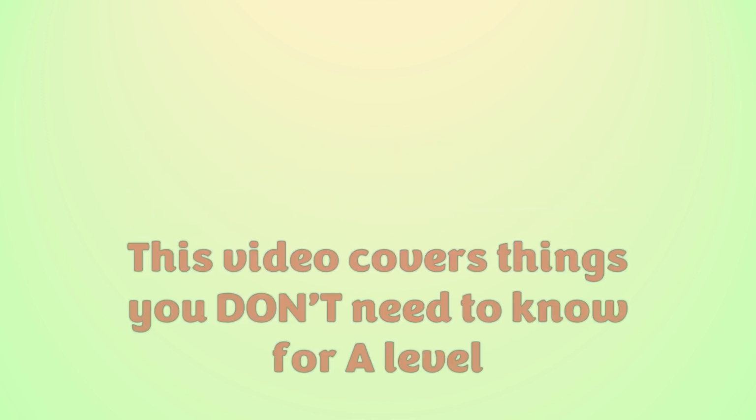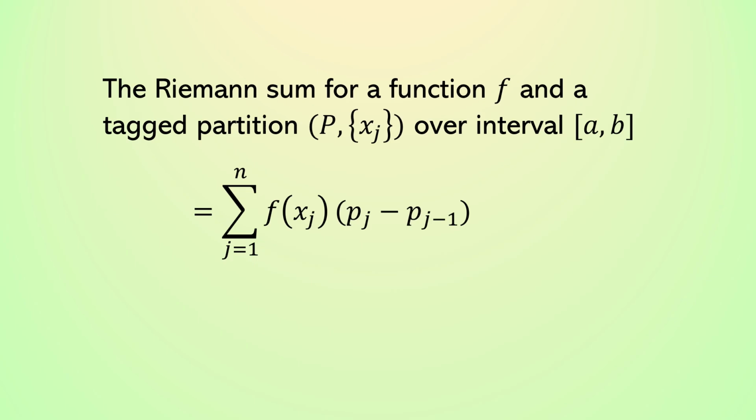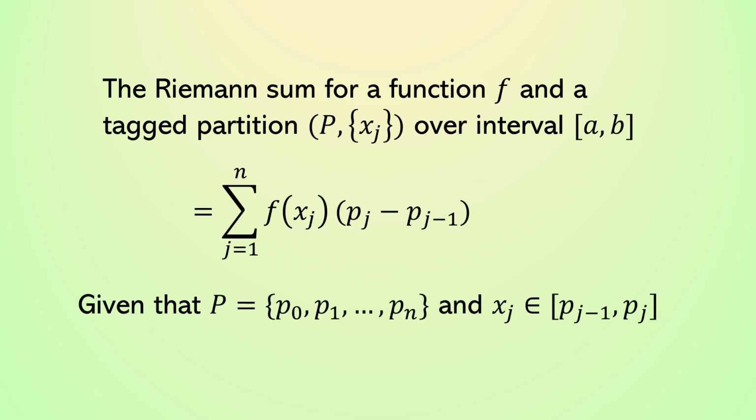And with that warning out the way, let's start by taking a look at the notation associated with a Riemann sum. If you have the Riemann sum for a function f over a tagged partition, that will look something like this, given a tagged partition defined in this way. However, there's already a lot to unpack there straight away. What even is a tagged partition? Some of you might be asking.